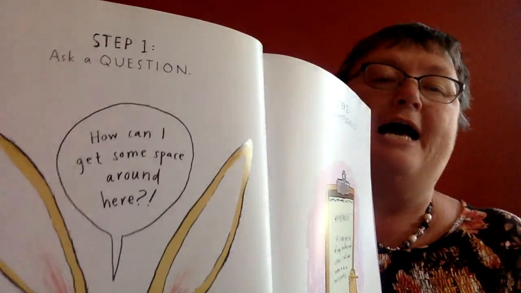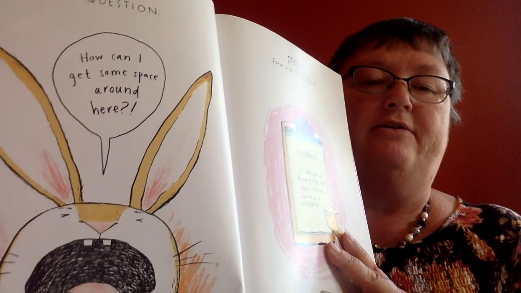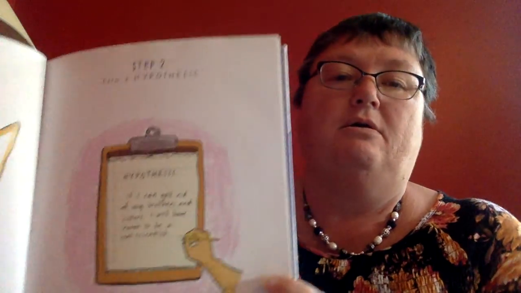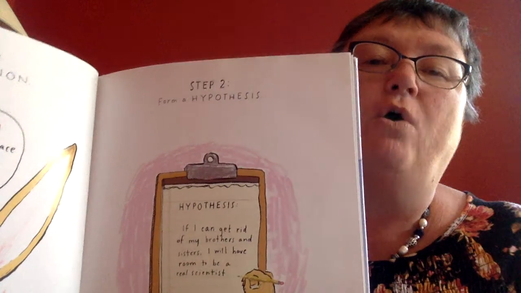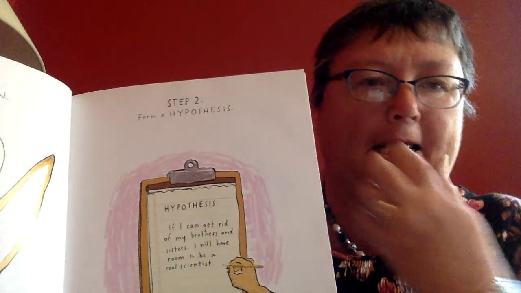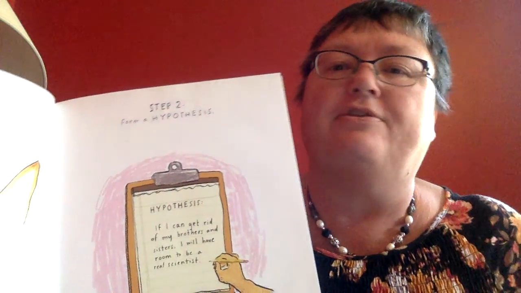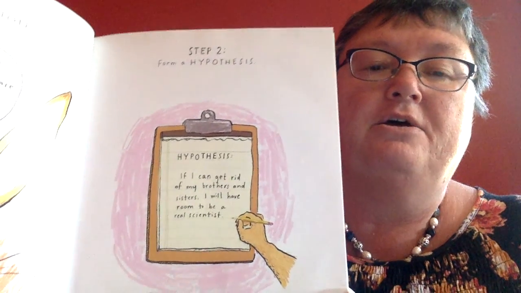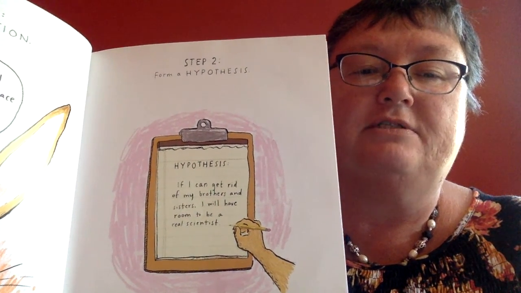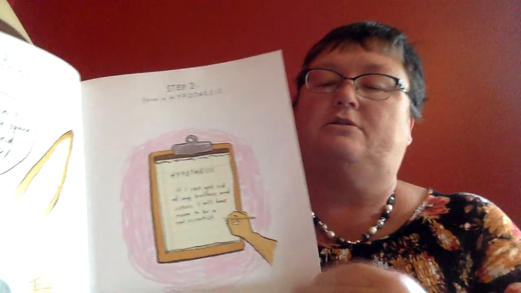Step 1. Ask a question. How can I get some space around here? That's her question. Good question. Step 2. Form a hypothesis. A hypothesis means kind of like a guess, how you think you can solve this, how this can be done. So, hypothesis: If I can get rid of my brothers and sisters, I will have room to be a real scientist.